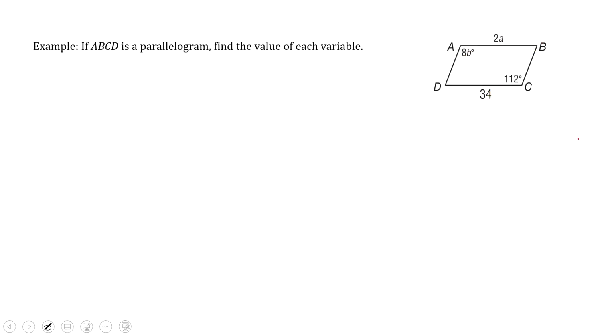So here we have our example. This is the type of problems you're going to get in this chapter. ABC is a parallelogram. It tells you it's a parallelogram. So parallelograms, opposite sides are congruent. We're trying to solve for A. 2A equals 34. I'm dividing by 2, so A equals 17. Done.